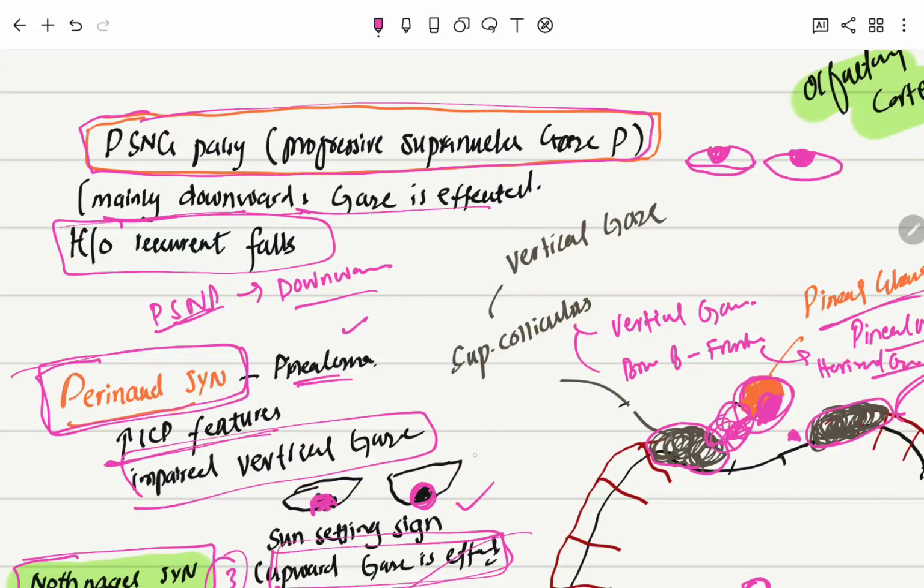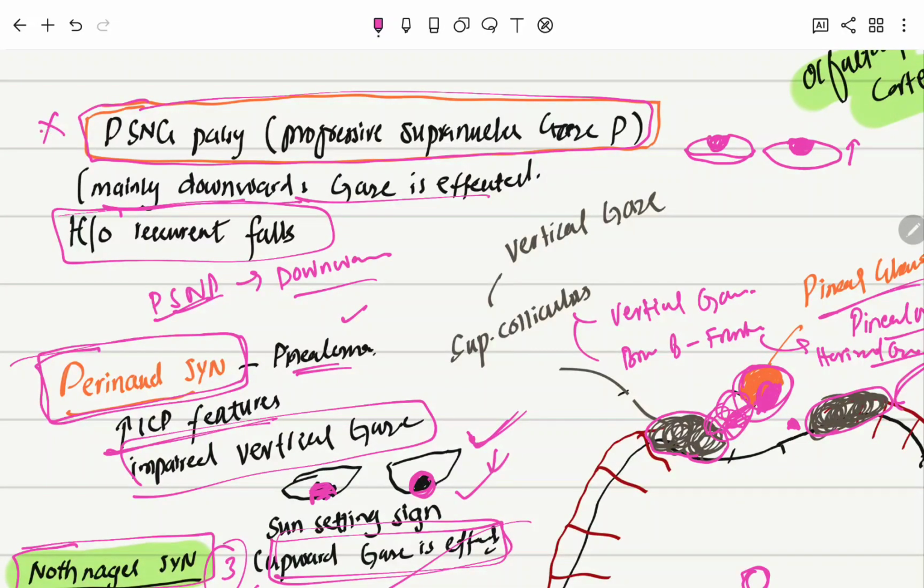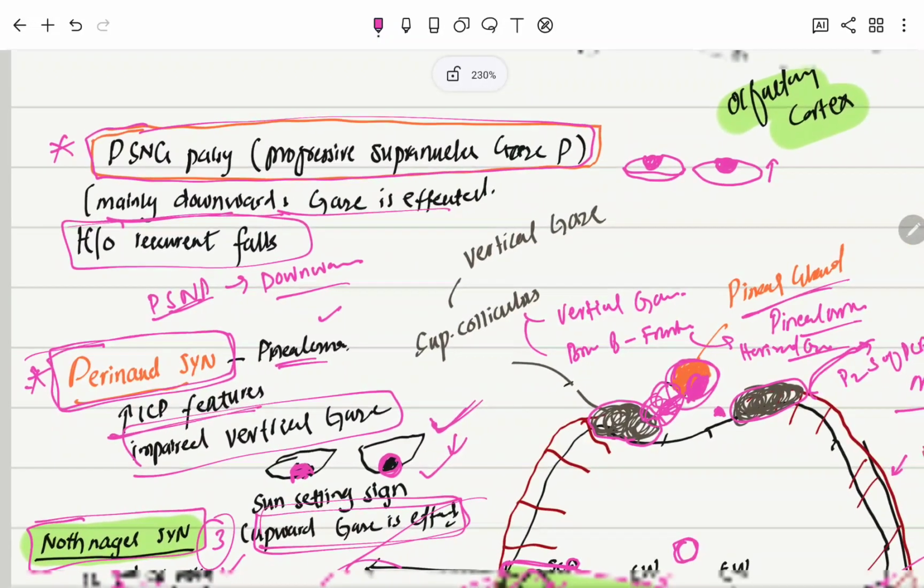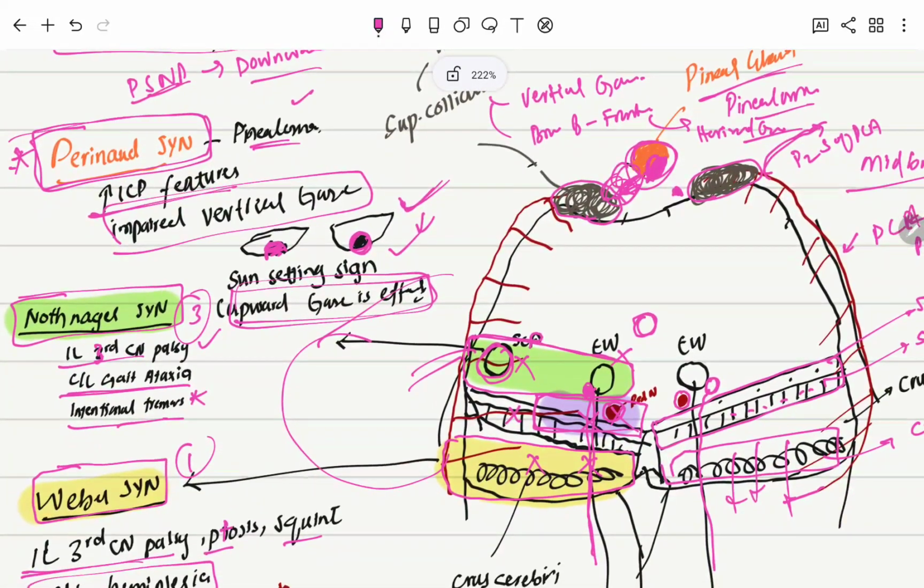These are called the sun setting eyes, which is seen with Parinaud syndrome. And in progressive supranuclear gaze palsy, the downward gaze will be affected and the eye will move upward, so here it will not move downward. So I have discussed two more things related to the midbrain. I think that's enough for today.